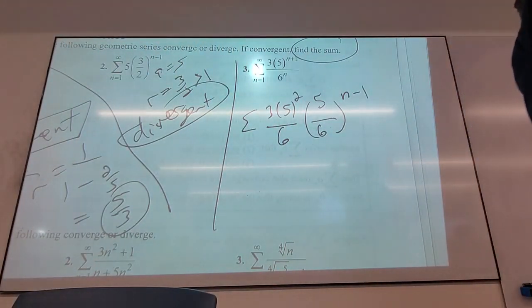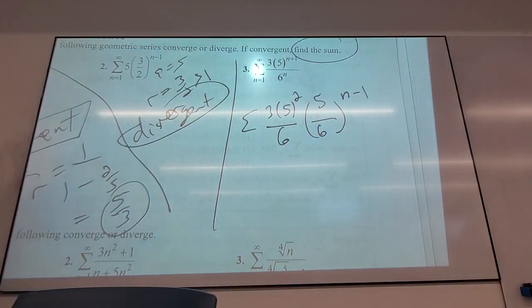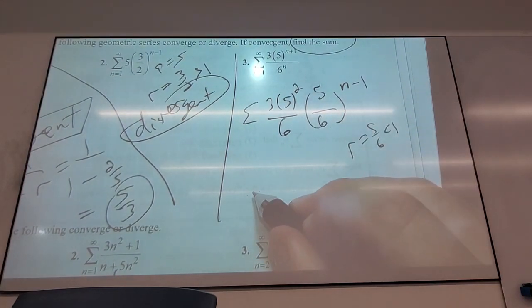It's 3 times 25 divided by 6, yes? 25 over 12 and a half, I think. You can see what A is, you can see what R is, yes? Because you put it in the right form. Are you guys with me? So now you can do all the same stuff. Does this converge? Yes. We already answered that. R is 5/6, it's less than 1. So you get 75. So then what's S?